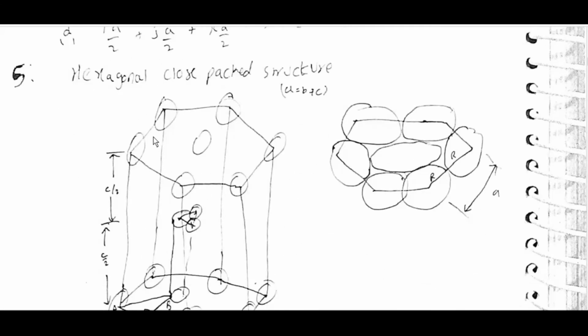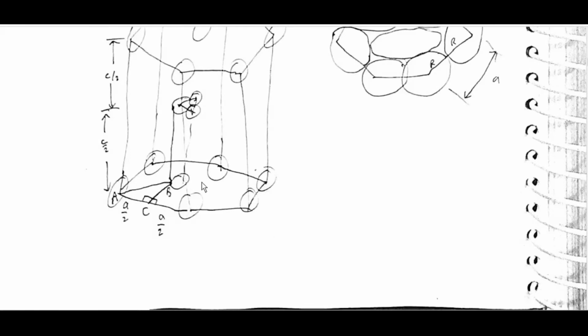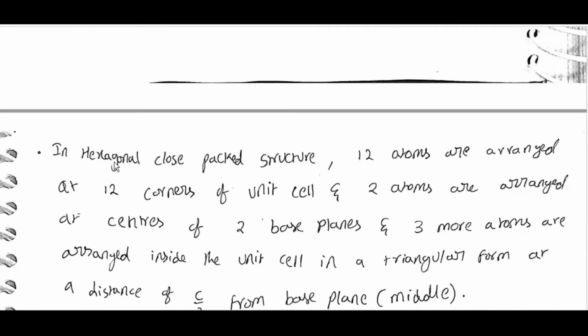Hexagonal close packed structure: a equal to b and not equal to c. Top six atoms, one in the center, and there will be three atoms in the middle. a by 2, a by 2.